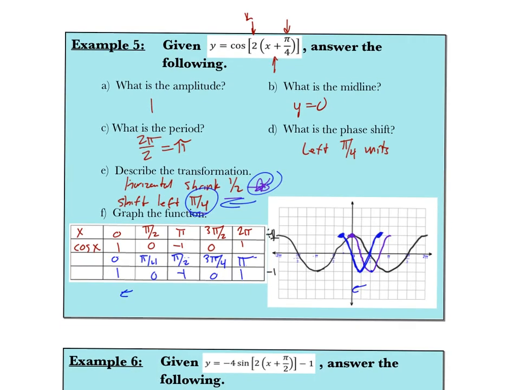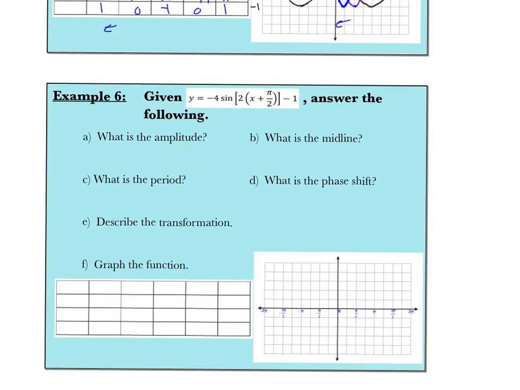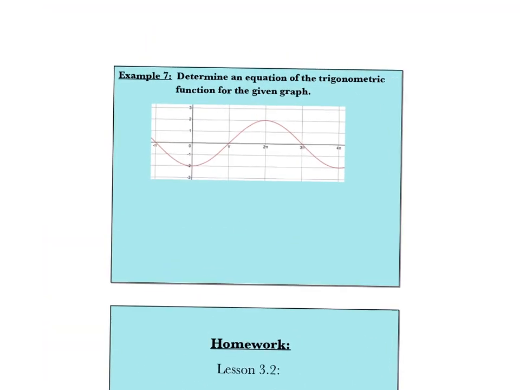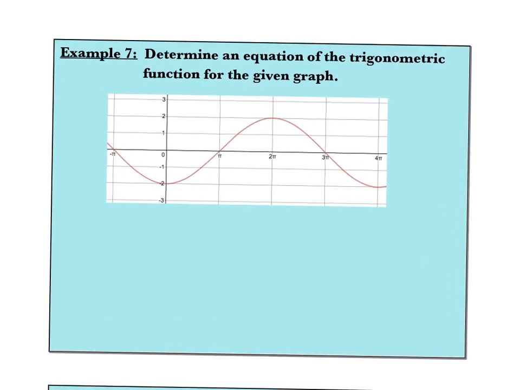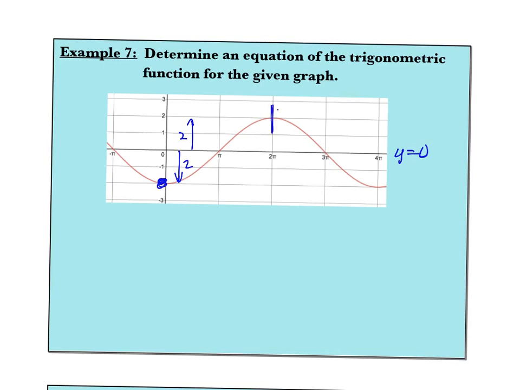Number 6 we'll skip because that looks really tough. All right, so let's take a look here. Determine the equation of the trig function for the given graph. What do I notice? One, I start at -2. My midline is y equals 0. Amplitude 2, I go up 2, down 2. Over the course of 2 pi, I'm only halfway there. It takes 4 pi to go a whole cycle.